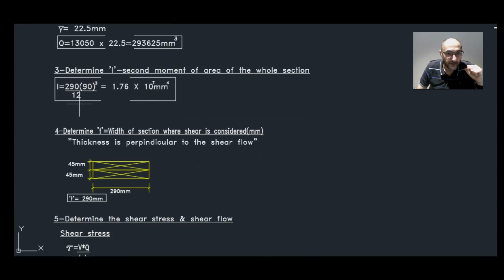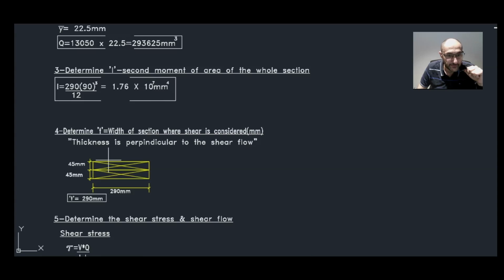Now the third step is to determine the second moment of area. This beam is bending about the minor axis, therefore the second moment of area will be 290 multiplied by d, which is 90 in this case, 90 cubed, divided by 12. And that will give us 1.76 times 10 to the power 7 millimeters to the power 4.